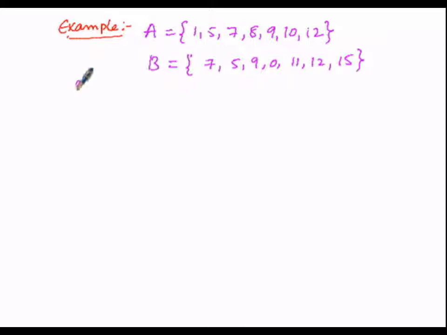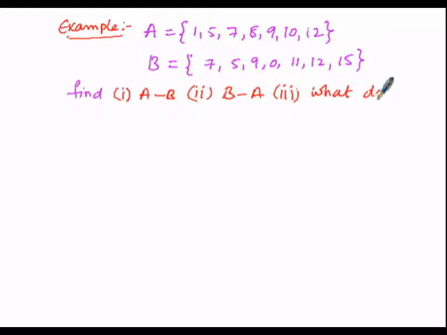Find, in the first case, A minus B, and in the second one, B minus A. After finding the sets A minus B and B minus A, in the third case, by observing and analyzing these two sets, what do you conclude, or in other words, what do you infer?